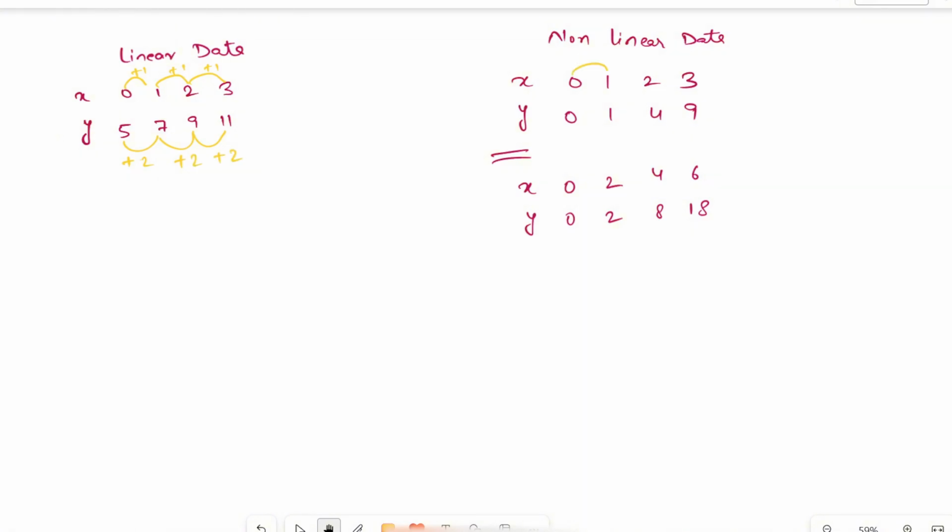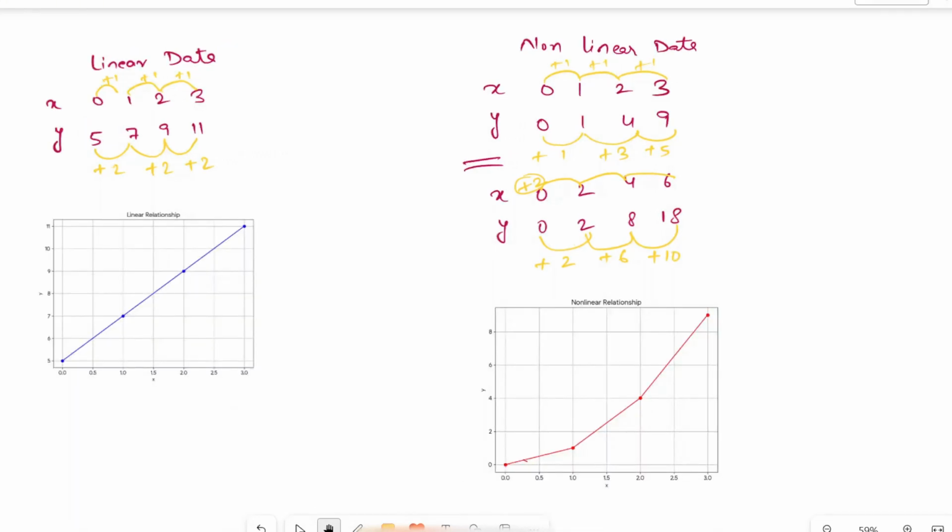In the first table, our x value goes up by a constant of 1, but the y value increases by a different value each time. First by 1, then by 3, then by 5. In the second table, our x value goes up by a constant value, that is 2, but our y value changes by 2, then by 6, then by 10. The main point here is that the change in y value is not fixed or constant, that is non-linearity.